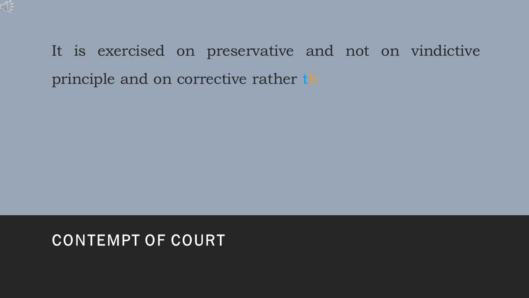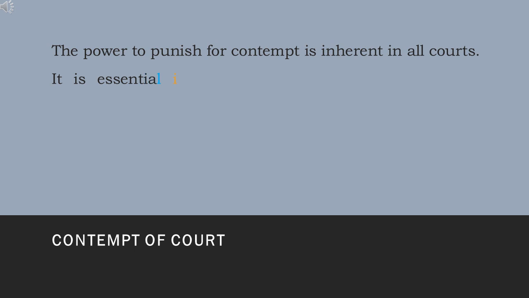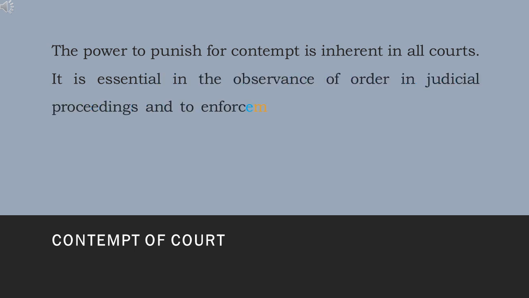Contempt of court. It is exercised on a preservative, and not on a vindictive principle, and on a corrective, rather than the retaliatory idea of punishment, for purposes that are impersonal. It is criminal in nature. The power to punish for contempt is inherent in all courts. It is essential in the observance of order in judicial proceedings and to the enforcement of judgments, orders and writs.